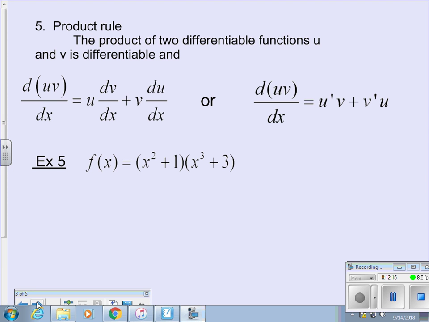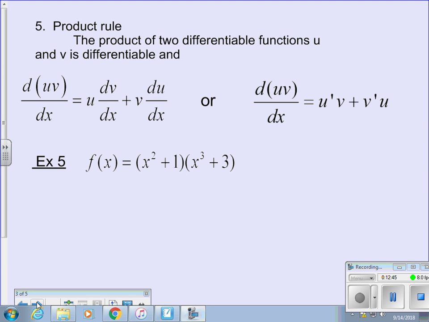I know with limits, the limit of two things multiplied is the limit of the first times the limit of the second, but that does not work with derivatives. It's not the derivative of the first times the derivative of the second. It's the derivative of the first times the second, plus the derivative of the second times the first. If I have two things that are multiplied that I'm taking the derivative of, I'm going to have two objects added together.